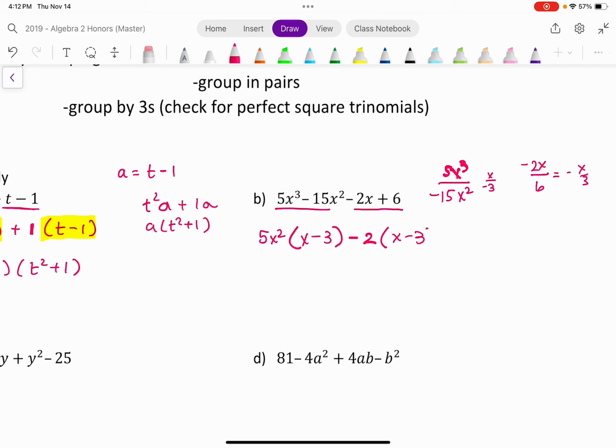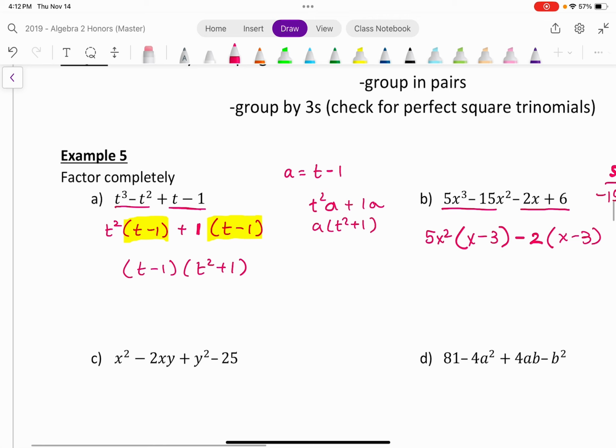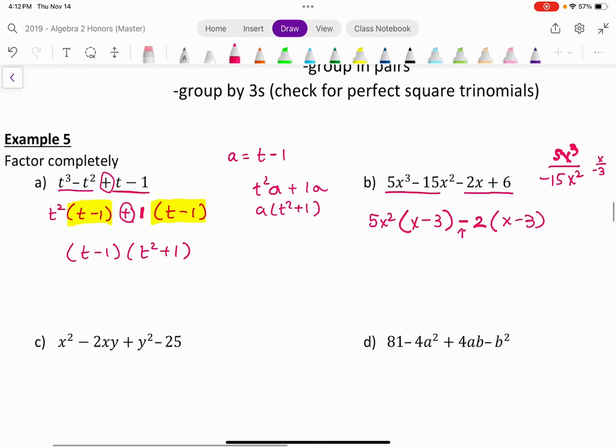x minus 3. And I also want to point out here, when I'm factoring out something, there's a plus there. You have to write the plus. You cannot just leave it blank there because that means multiplication. Same here. I have to write the minus there because leaving it blank implies multiplication. So you have to be really careful how you write these things. The common factor for this term and this term is the x minus 3.